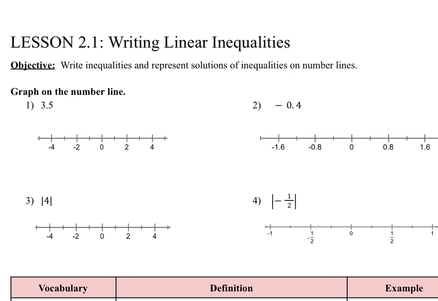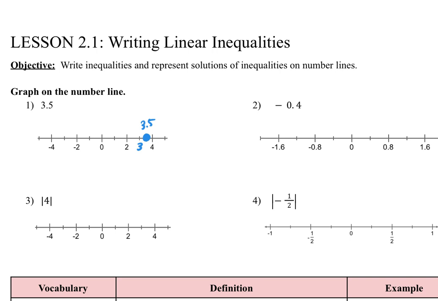So first off, to graph on a number line. If they want us to graph 3.5, I would go to where 3.5 is. There's 3 in between 2 and 4, right? And 3.5 would be halfway between there. And I put a dot. If you want to write 3.5 above it, that'd be great. That's it, okay?